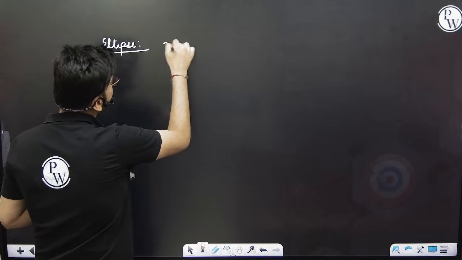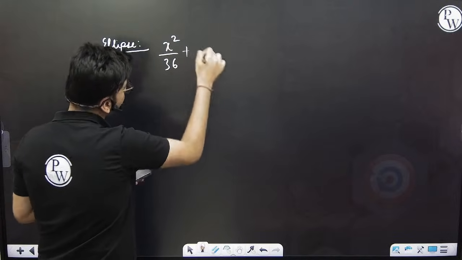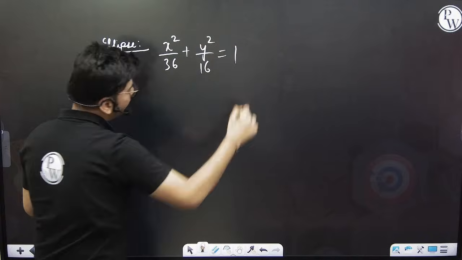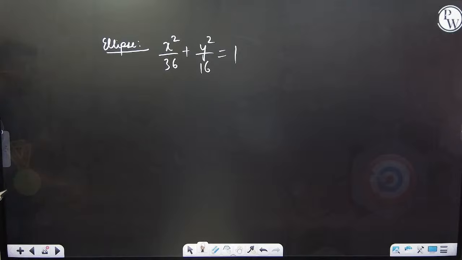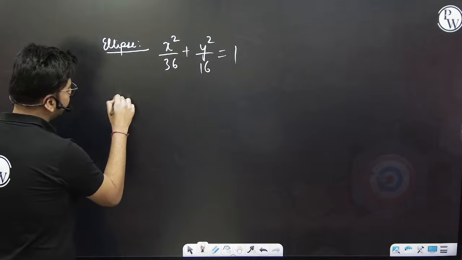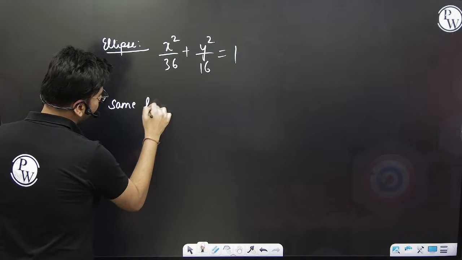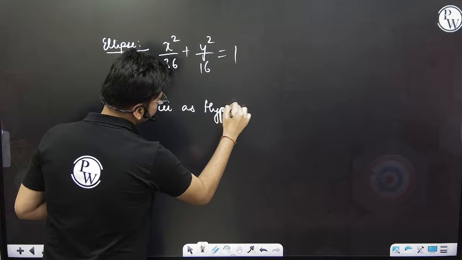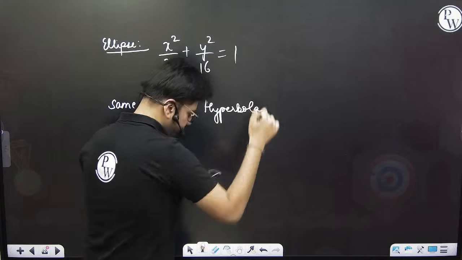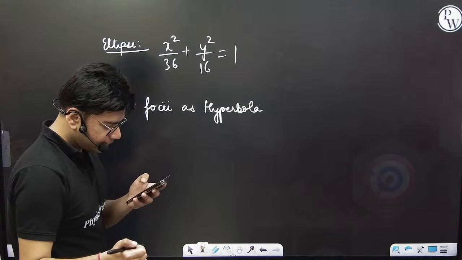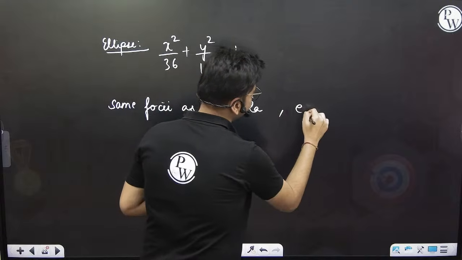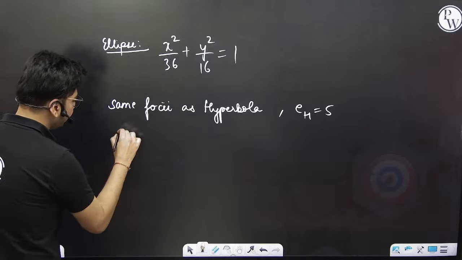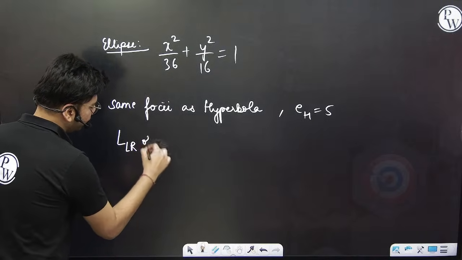So the ellipse equation is given as x square by 36 plus y square by 16 is equal to 1. And I'm given that this has the same foci as a hyperbola. And the eccentricity of this hyperbola is given as 5. And now I'm expected to calculate the length of latus rectum of the hyperbola.